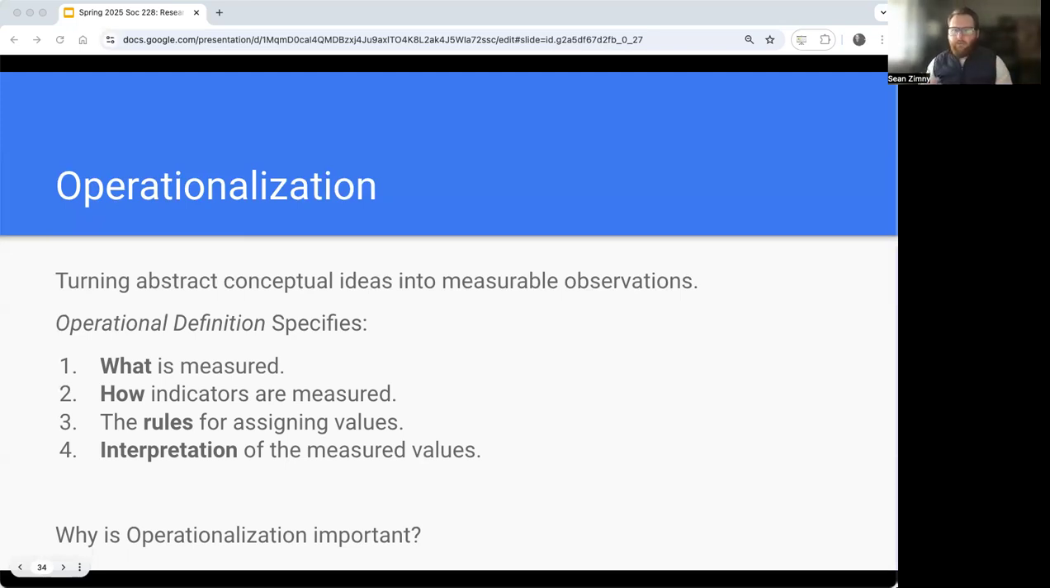Same with operationalizing social class, right? You could ask, during the past 12 months, what was the total amount of income that you earned from all sources before taxes and other deductions? So you could look at that component as well. So that's what it means. We conceptualized our concepts, and then we operationalize by deciding how we are measuring those specific concepts.